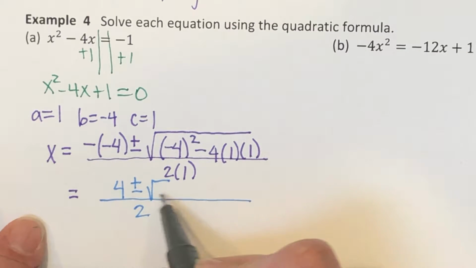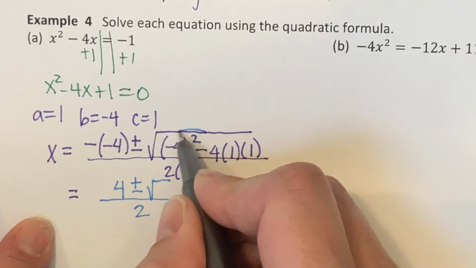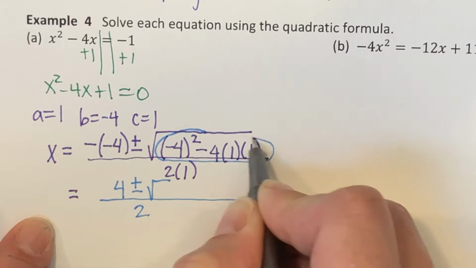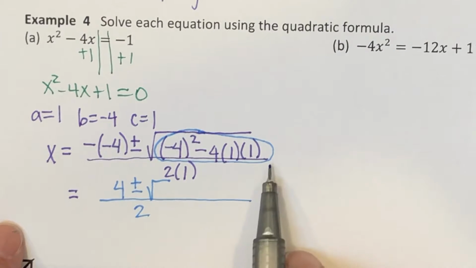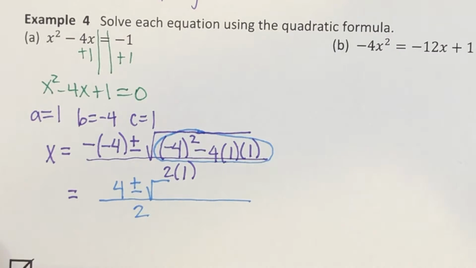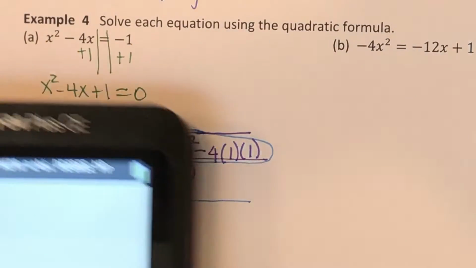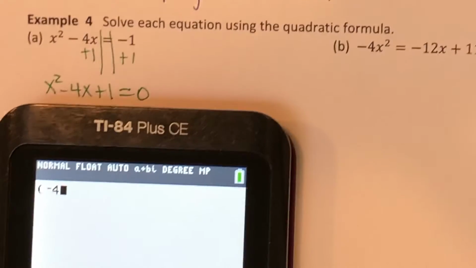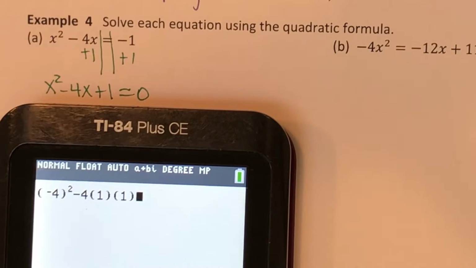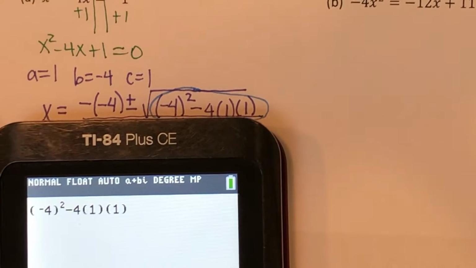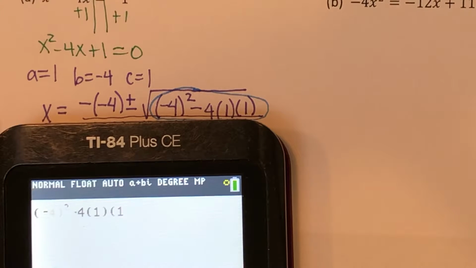Okay, so I need to calculate the value under the radical. That means in your calculator, you're only putting what's underneath this radical. All right, so I have -4 squared minus 4 times 1 times 1. Just what's under the radical, hit enter, and you get 12.